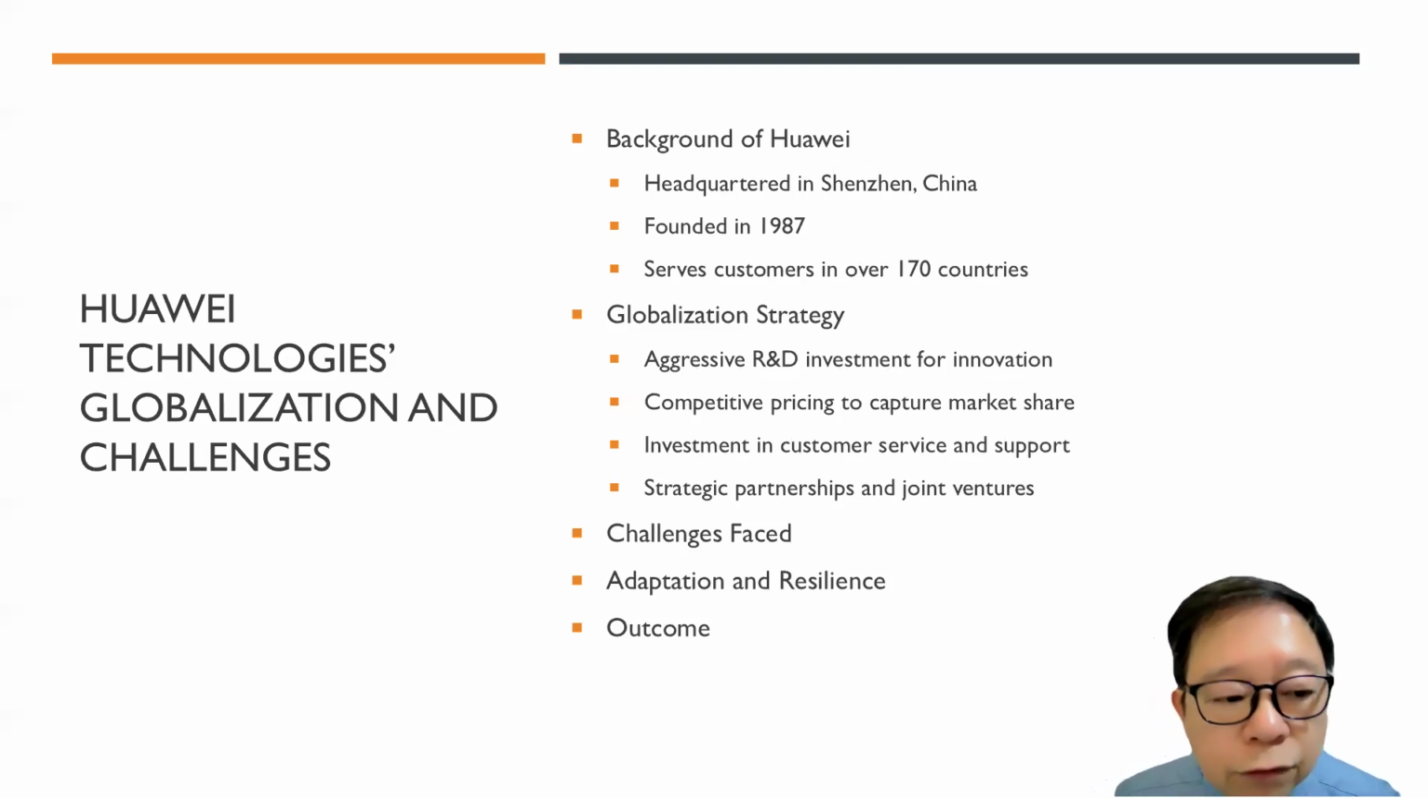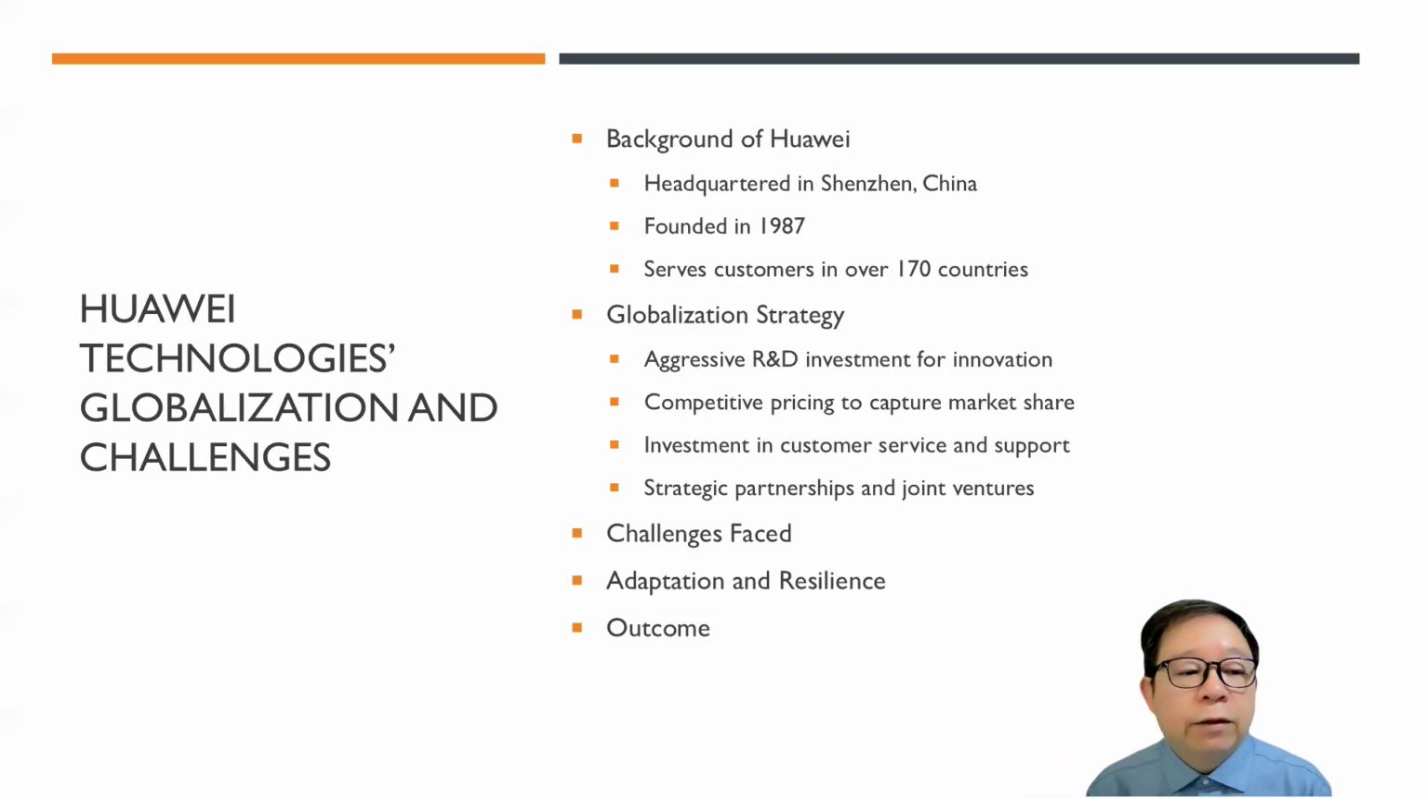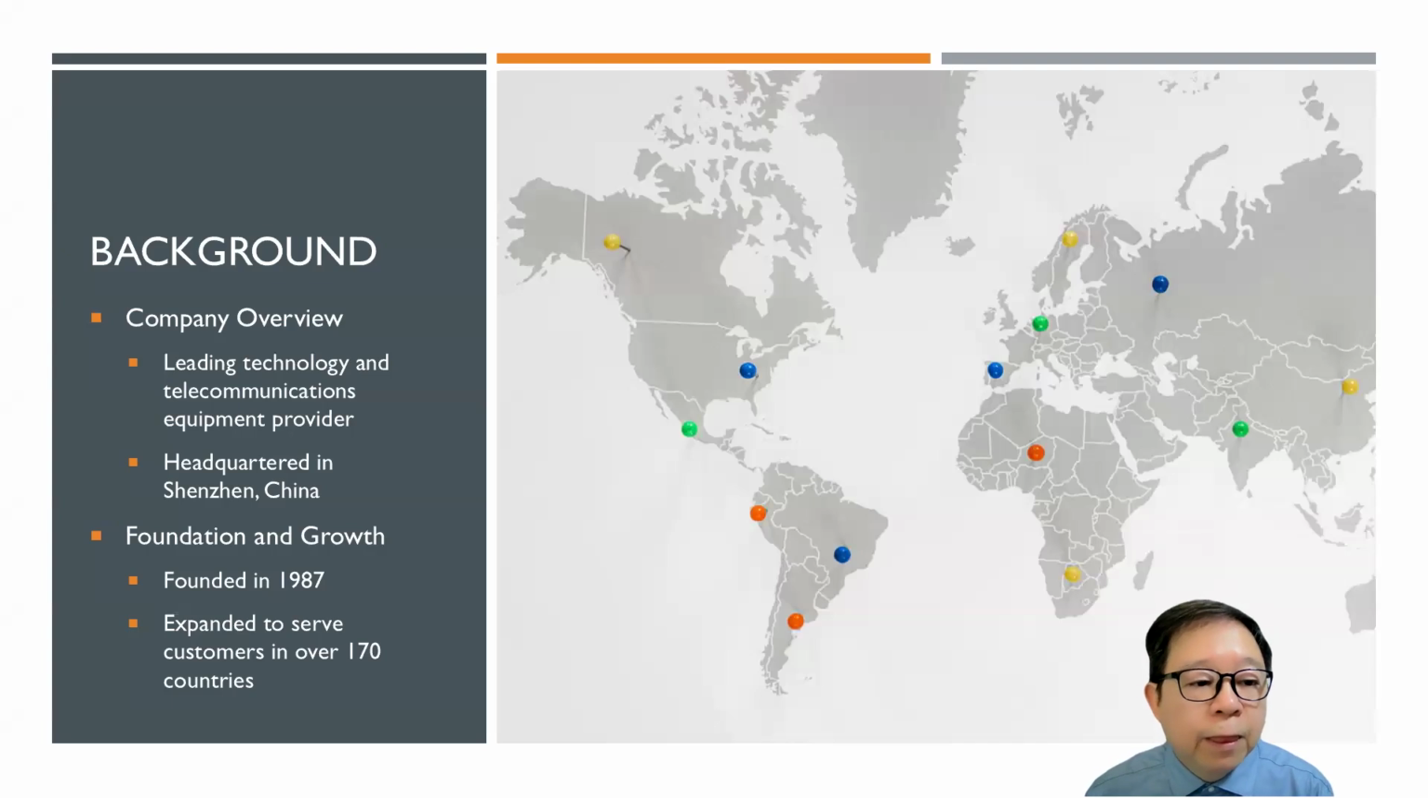Finally, I want to share with you Huawei: Huawei's technology, globalization, and challenges, right? Huawei's background: the company overview. It's a leading technology and telecommunication equipment provider, right? I think a lot of us have heard about Huawei. The headquarters is in Shenzhen. It was actually founded in 1987, and it has expanded to serve customers in over 170 countries.